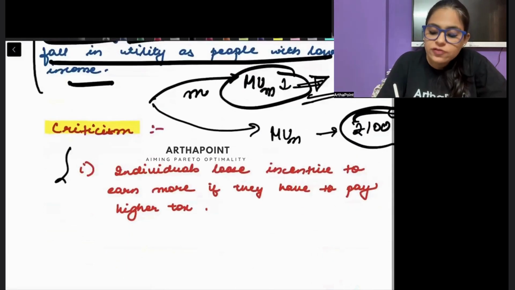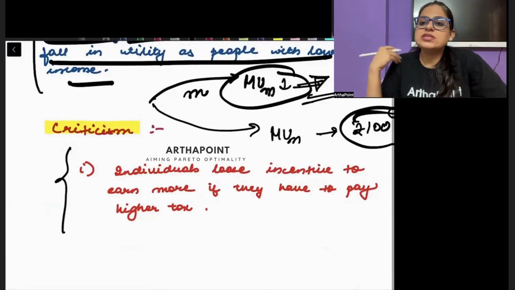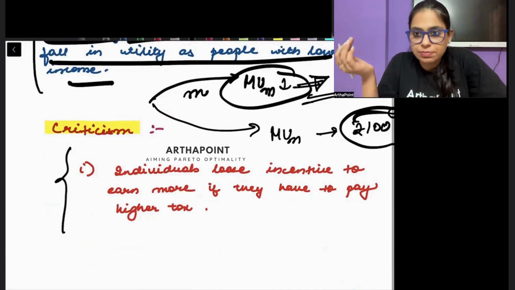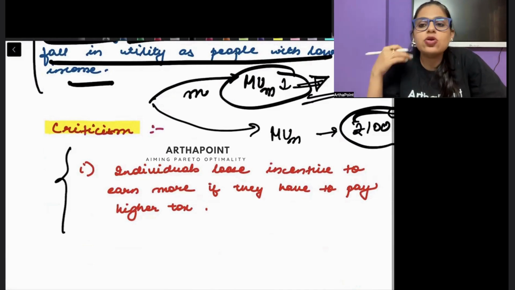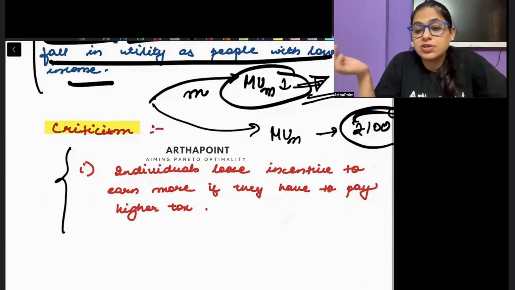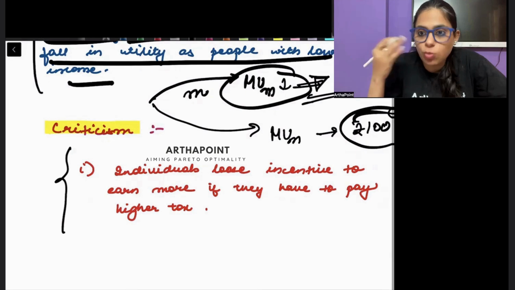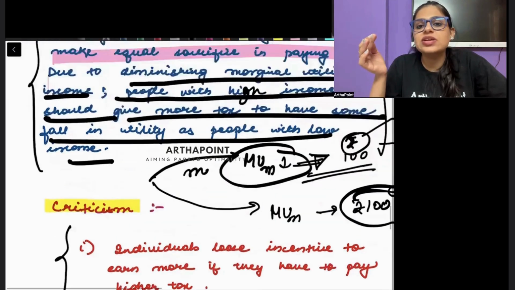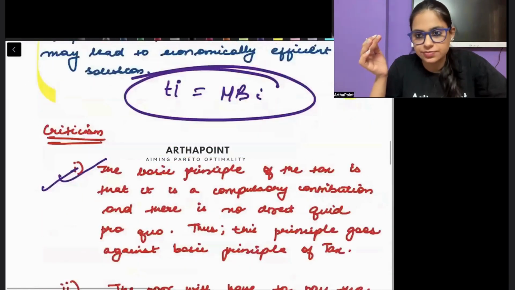The criticism of this is that if I start charging a lot of tax from people who earn more, they may not have incentive to earn money, right? And therefore they may just want to leave their jobs, right? Or they may just want to be part of the black market, or they may just find ways to avoid the tax, right? So we need to also consider this fact.